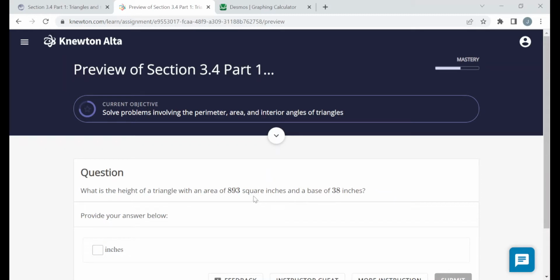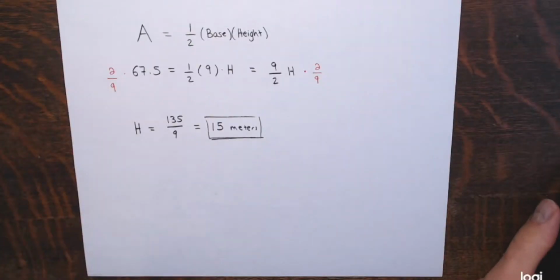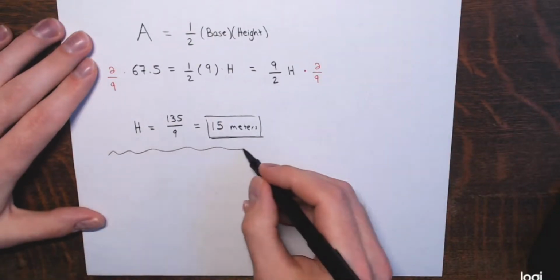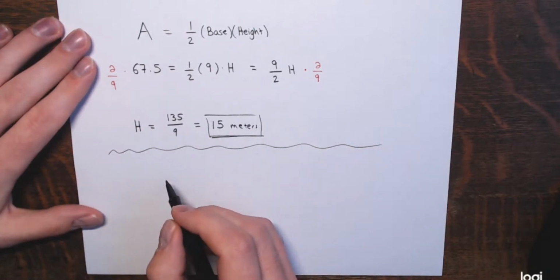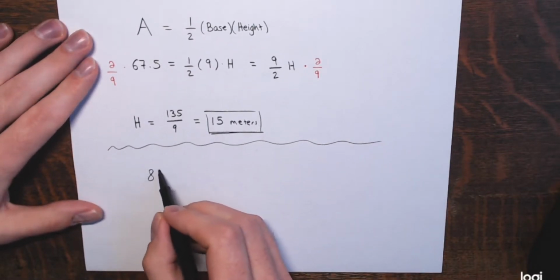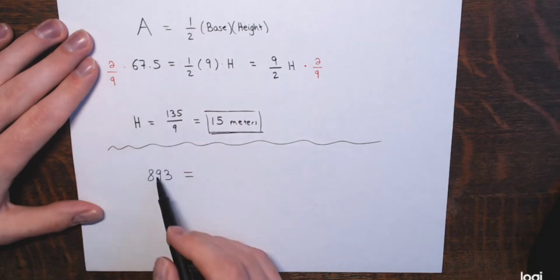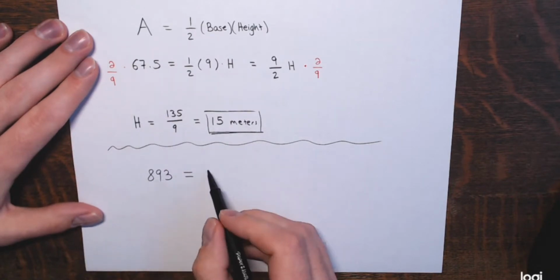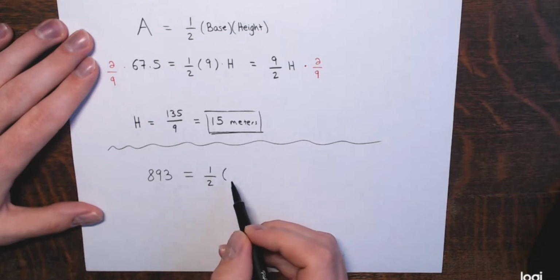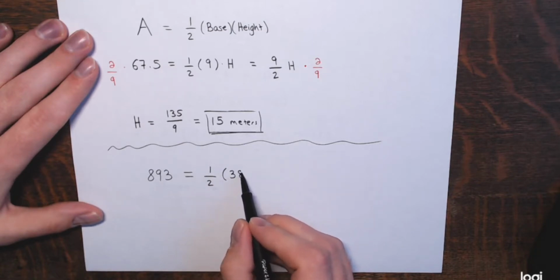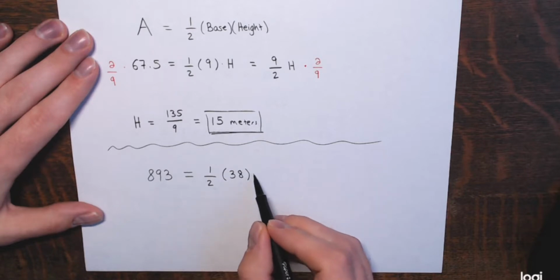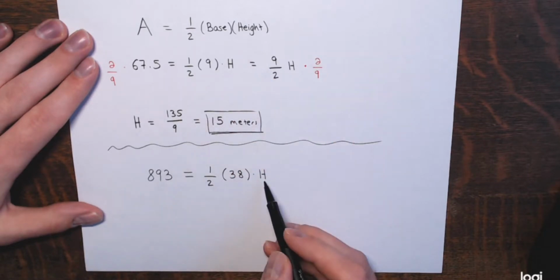Alright, so another one where they give us the area and the base of the triangle. We want the height again. Right? So it's a very, very similar problem. So I'll just throw this under here. They told us here the area is 893 square inches. That's replacing the A. Equals half of the base, and the base is 38 inches, times the height, right? And again, h for the height. We just want to find the height.